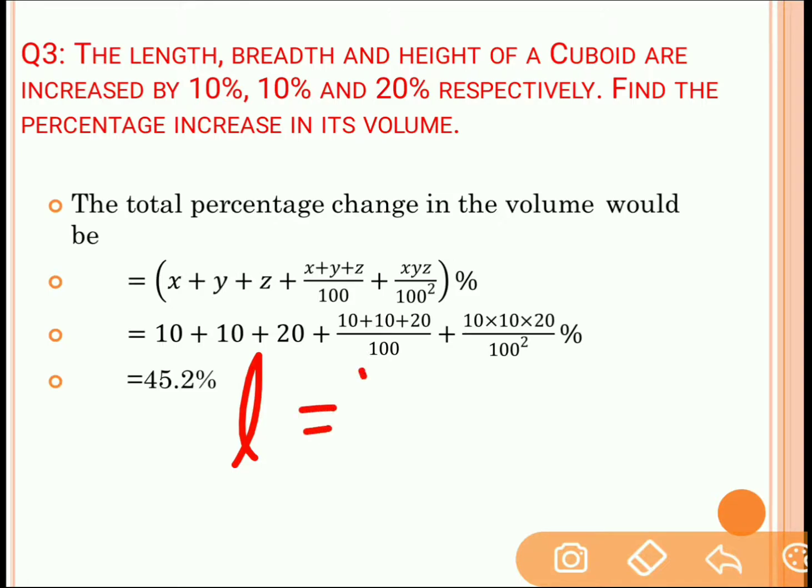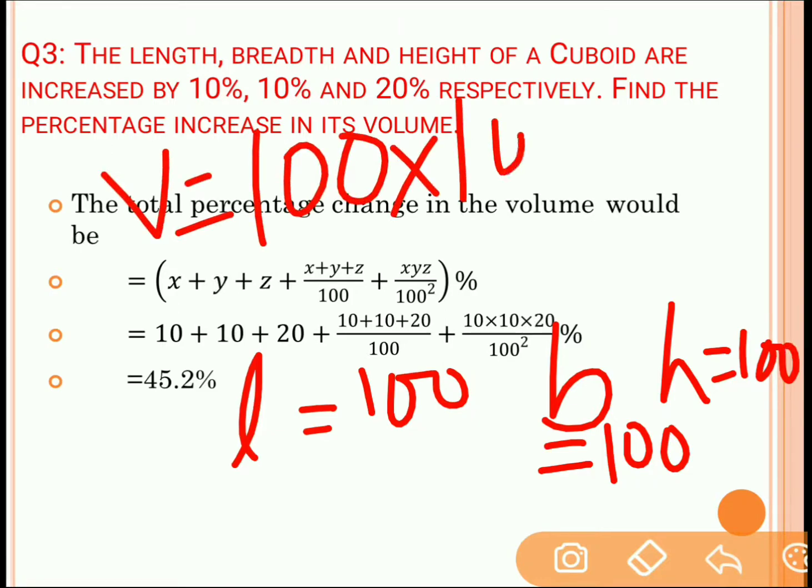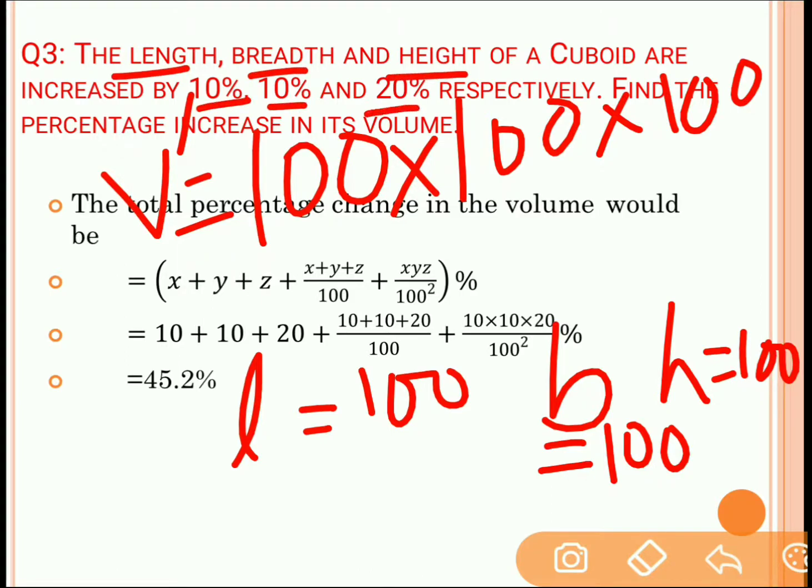The other long trick method is, let's say that initially L, B and H are given. So you can assume this value of L, B, H as 100 initially. So volume of cuboid will be what? 100 into 100 into 100. So this is the initial volume. Now it has been told that length increased by 10%, width by 10% and height by 20%.